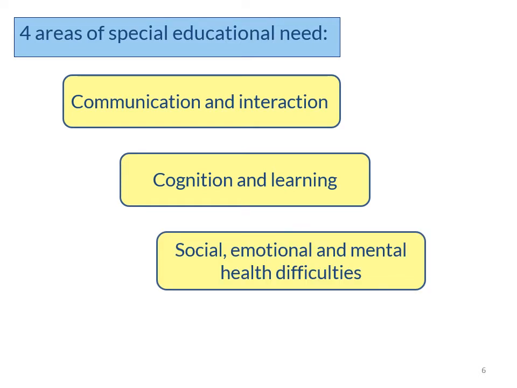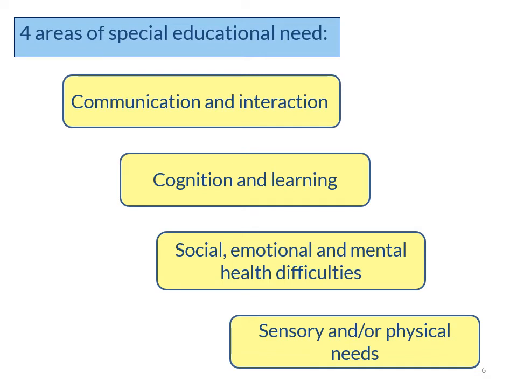Examples of support for the third area, social, emotional and mental health difficulties, might be counselling for a young person with high anxiety. And the fourth area is sensory and physical needs. Examples of support here could be visual strips on school pillars to help a child with a visual impairment, or perhaps exercises designed by a physiotherapist for a child with mobility difficulties.